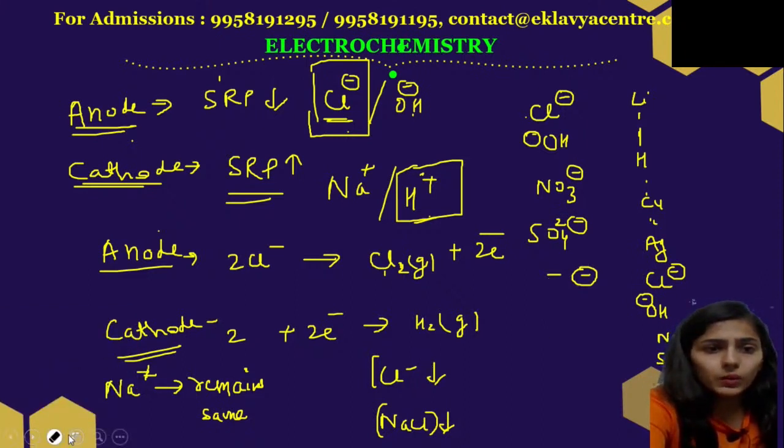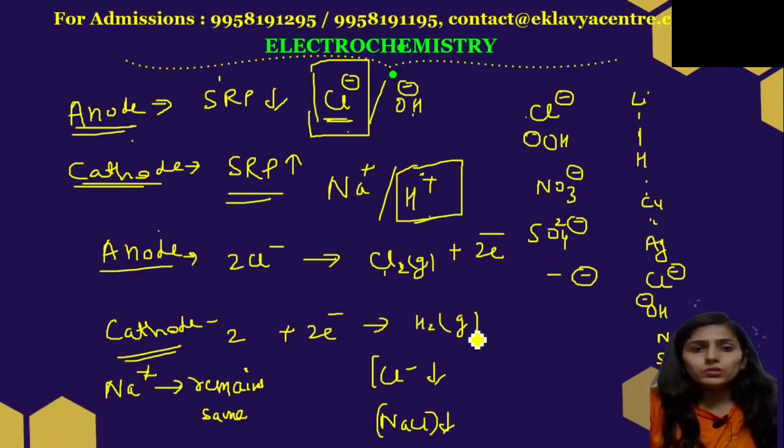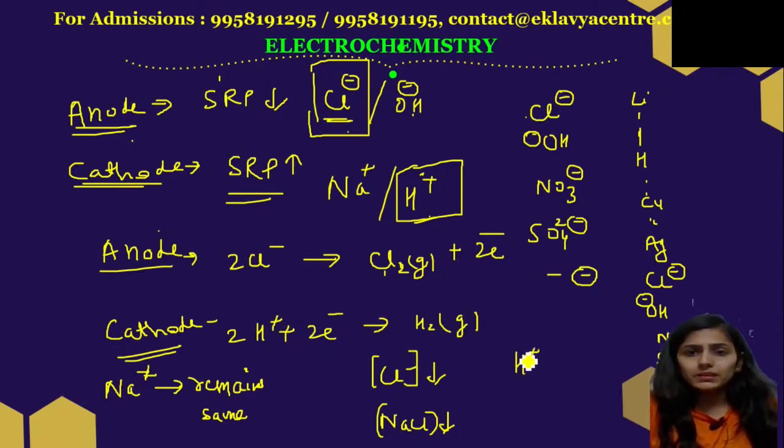Now let us talk about the concentration of hydrogen ions, hydronium ions, right? H plus ions. The concentration of H plus ions is decreasing. Therefore, we can say the pH is increasing, right?